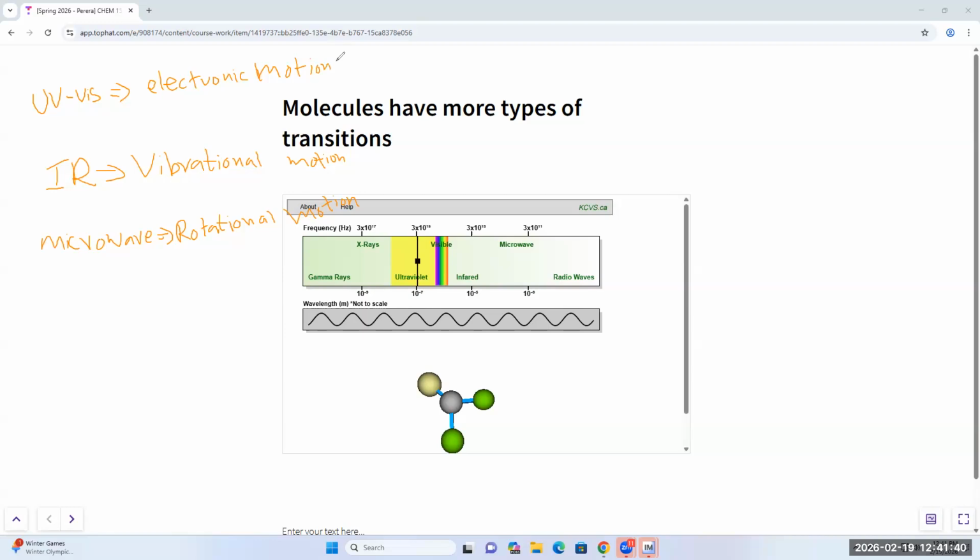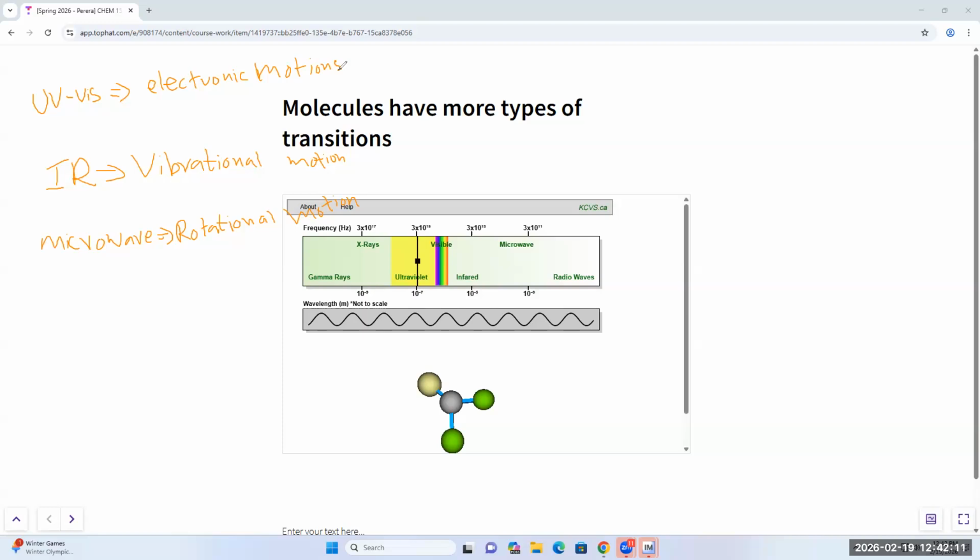Now, we already know this. Out of these three types of radiations we have categorized here, UV visible has the highest energy, and then IR, and then microwave. Microwave has the lowest energy, meaning the rotational motions take the least energy to be induced.